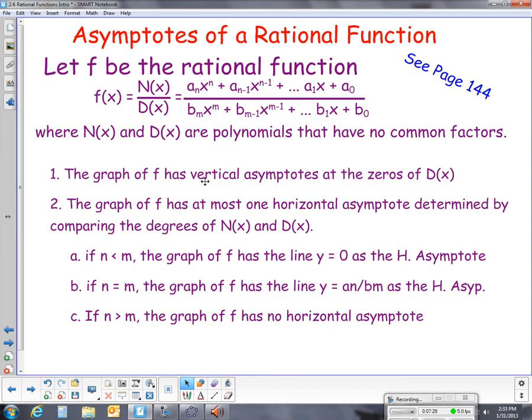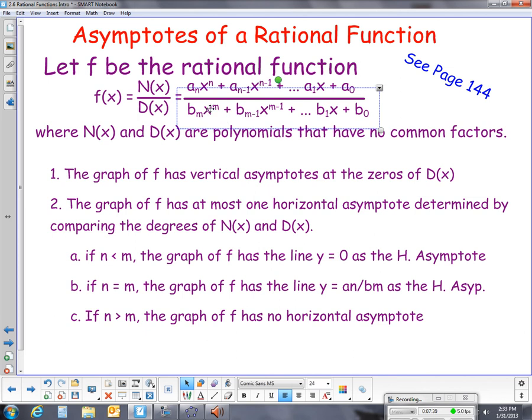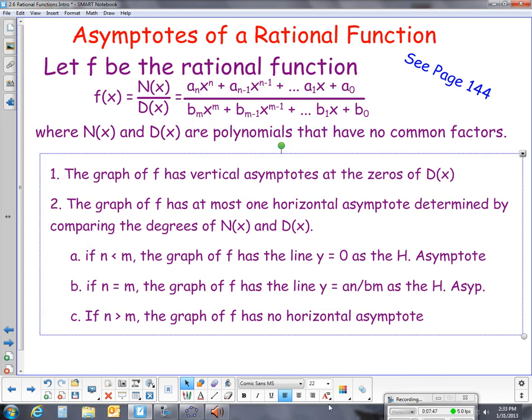So the graph of f will have a vertical asymptote at all the zeros of d. The whole reason we had the first part of this chapter was to be able to find zeros or factors of polynomials. So anywhere there's a zero here, that'll cause the denominator to be zero. That's a vertical asymptote. Vertical asymptotes are the easiest to find. The horizontal asymptotes, on the other hand, are a little bit trickier to find.